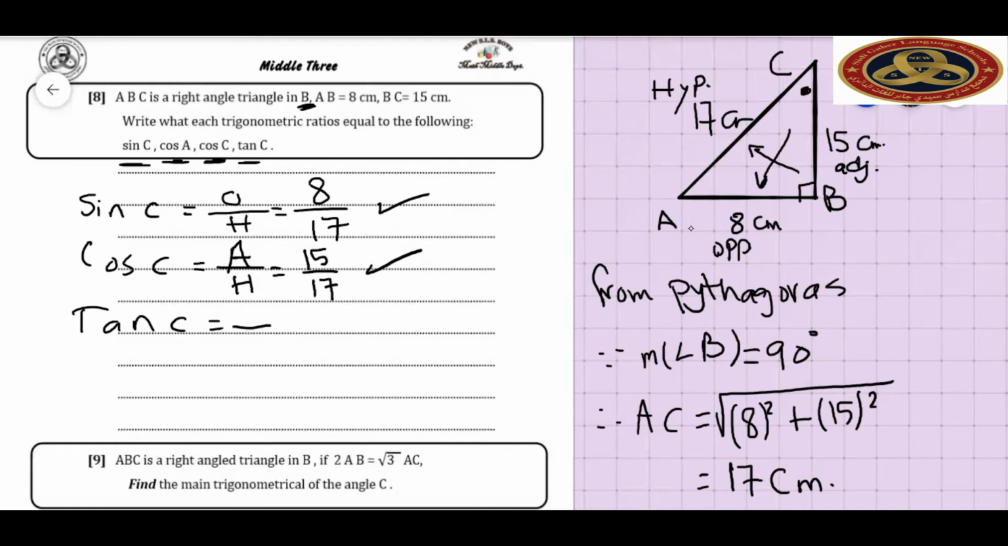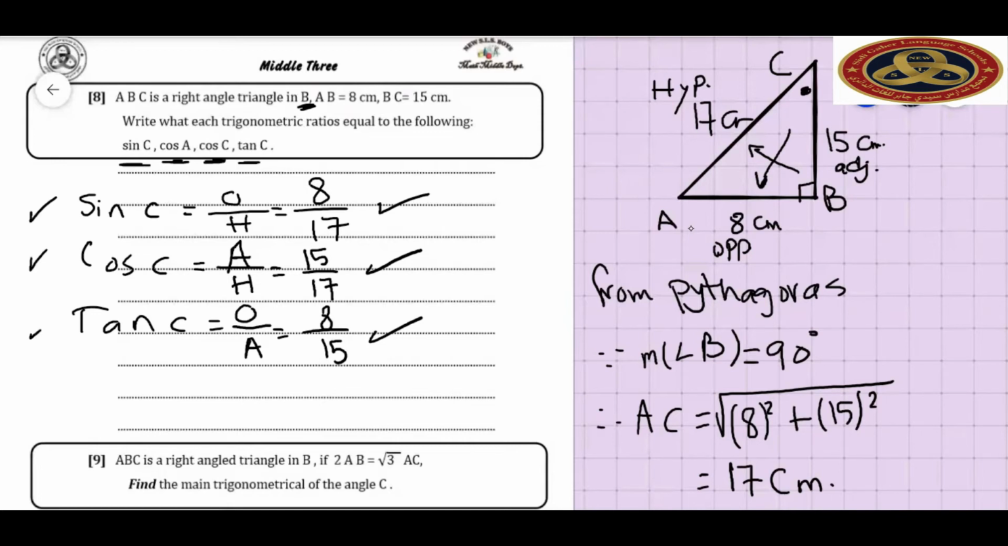Who can remember the ratio of the tan, which is opposite over adjacent? What is the opposite of angle C? AB. Excellent, which is 8. And the adjacent is 15. Excellent. You understand? This is how to get sine C and cosine C and tan C. Okay?